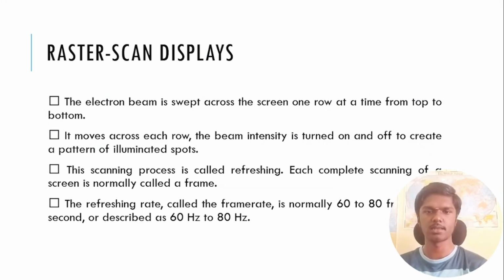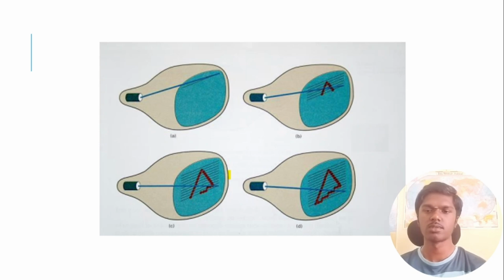So the raster scan displays. The electron beam is swept across the screen one row at a time from top to bottom. It moves across each row. The beam intensity is turned on and off to create a pattern of illuminated spots. This scanning process is called refreshing. Each complete scanning of a screen is normally called a frame. The refreshing rate, called the frame rate, is normally 60 to 80 frames per second, or described as 60 Hz to 80 Hz. So this is a diagram of the raster scan displays.